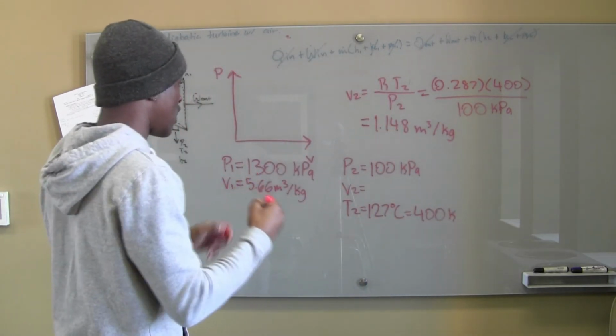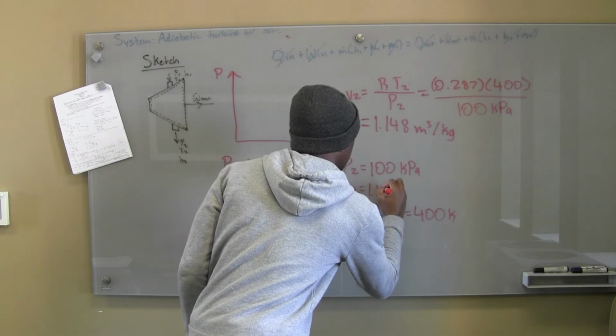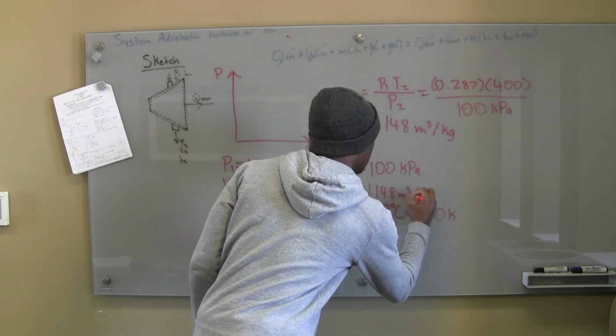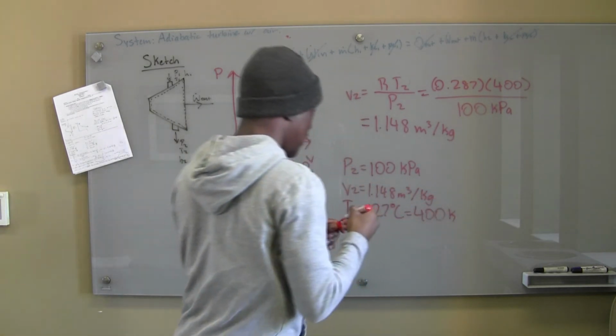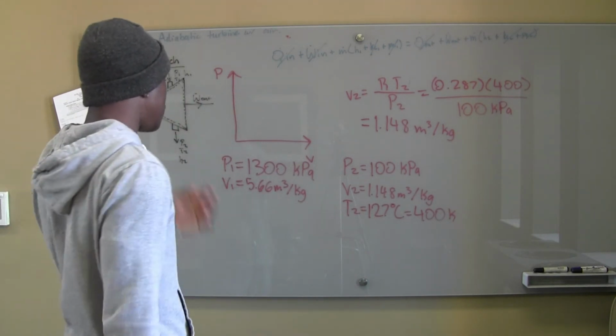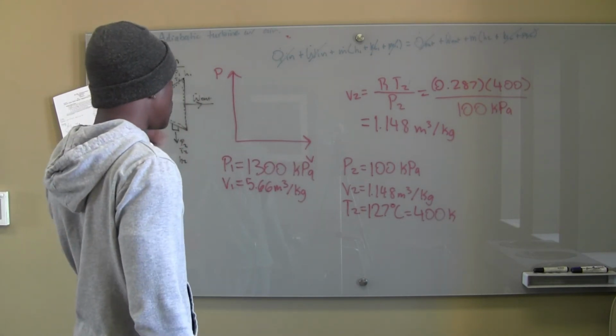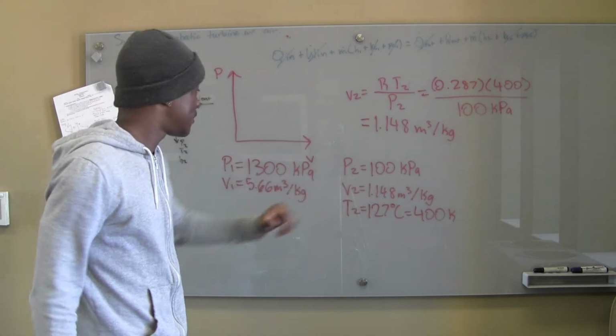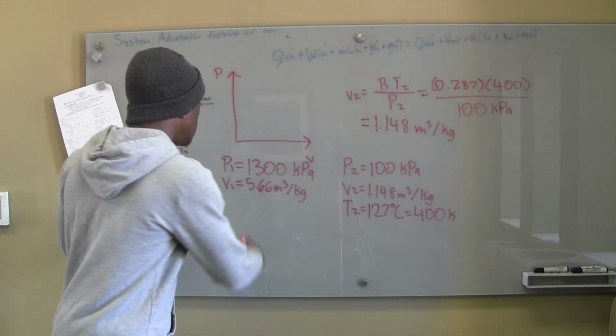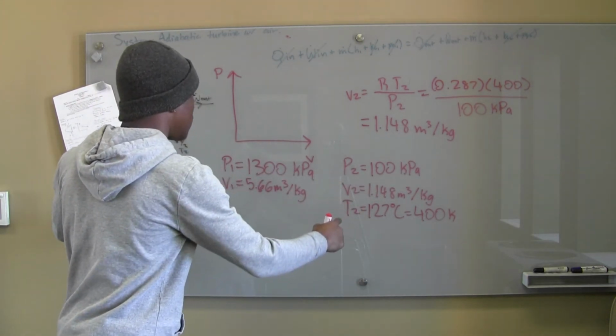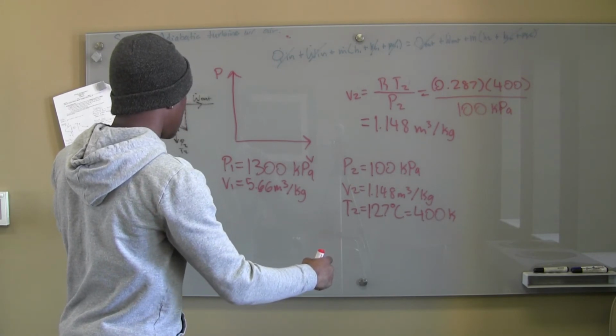And what we end up getting, right, let me just write this here. What we end up getting, so we can make some observations, right? We know that our pressure dropped, right? And we know that our volume also dropped. Wow, that's weird.